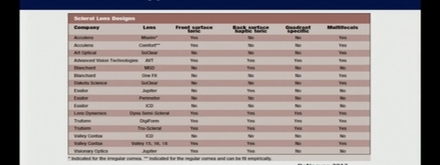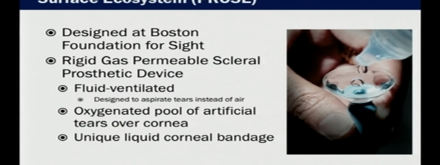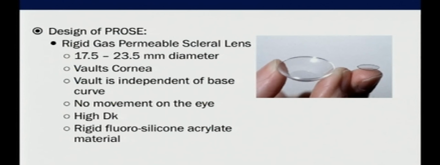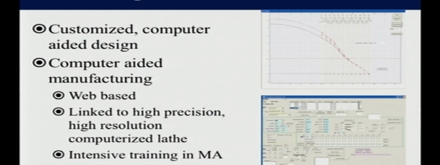Most of the things I'm talking about are actually relevant to all types of scleral lenses, so that's an important element. So the PROS lens was developed at Boston Foundation for Sight. It's fluid ventilated. It has a unique liquid corneal bandage. It has diameters ranging from about over 17 to up to 23 millimeters, high DK, and there are about 12 sites in the US that fit these lenses, and I believe 3 here in India that are able to make these lenses. And the lenses are highly customizable.